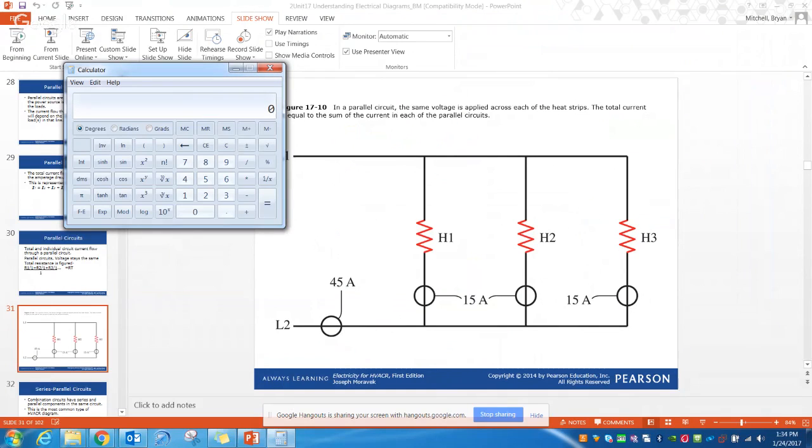All right, so 240 divided by 45 equals 5.3. I got that same thing. Jimmy was pretty convinced that he gave us the right answer, wasn't he? Okay, so 5.3 is what our RT is in here. Now we have to go about this the opposite direction from the formula I have. So we have RT, but we don't have what the individual resistors are.